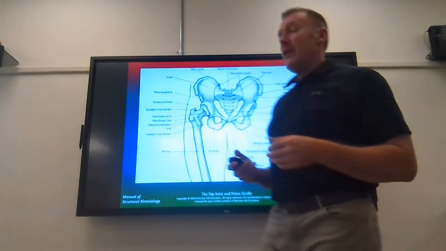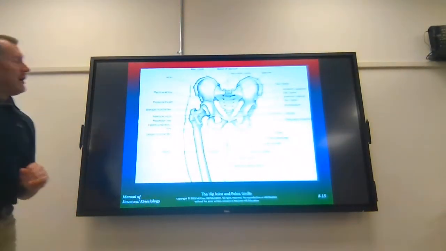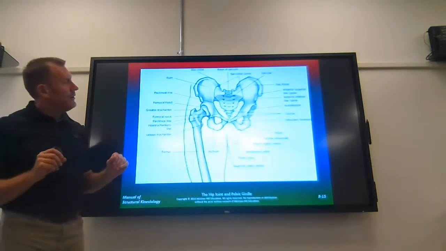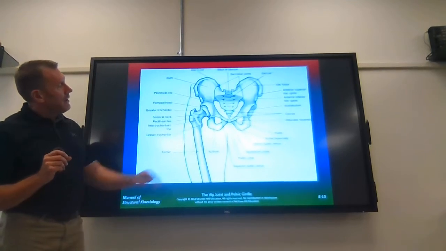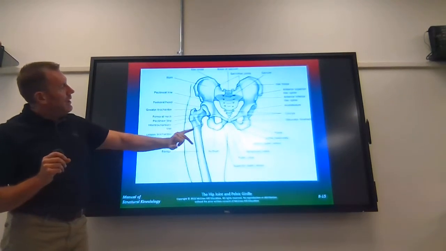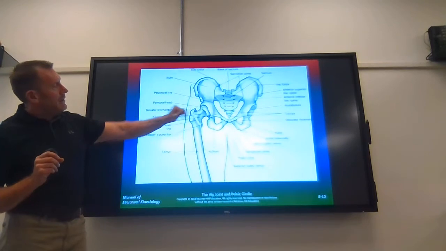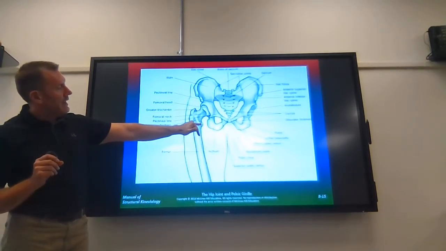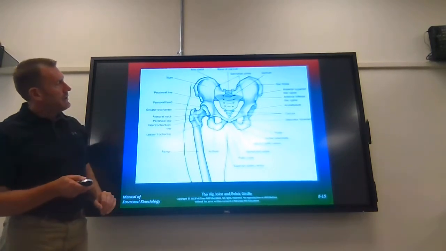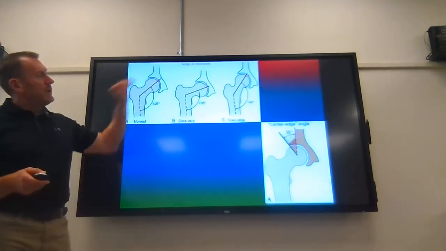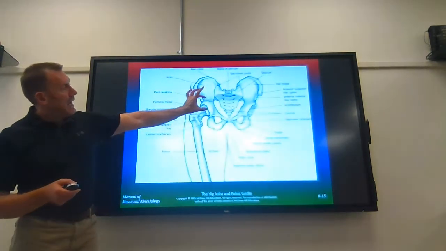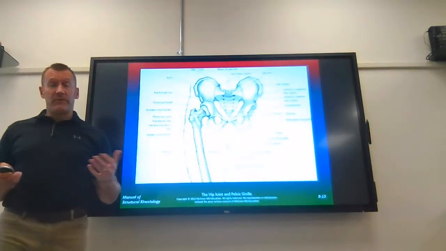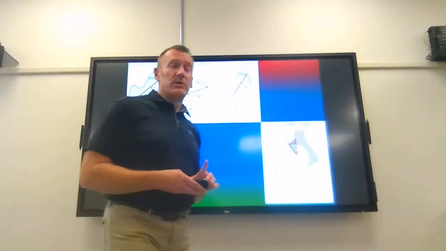Here's a zooming out to see how the femur articulates with the pelvis. At the acetabulofemoral joint, you have the greater trochanter out here, and then you have a lesser trochanter down here. Let's go forward just a little bit, and I want to show you some different angles. This connection between the femoral head and the acetabulum can be different. So we can have some anatomical variation there.